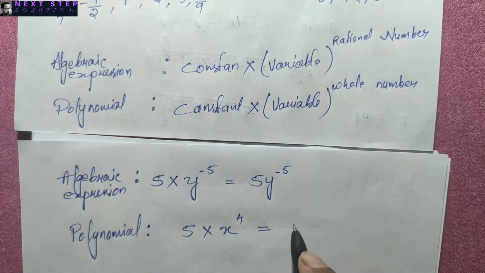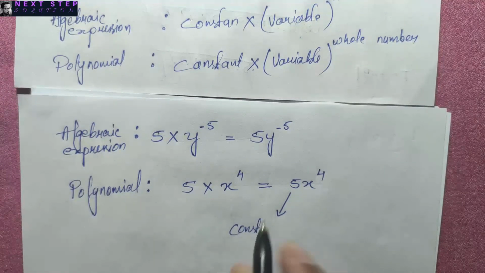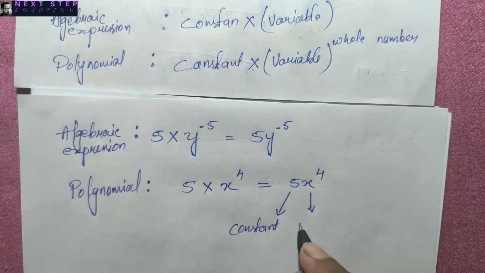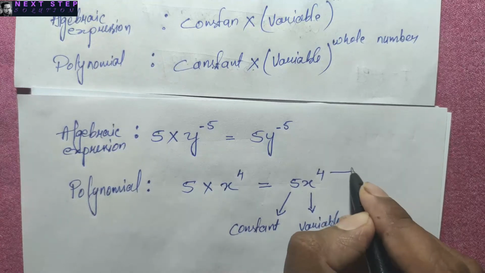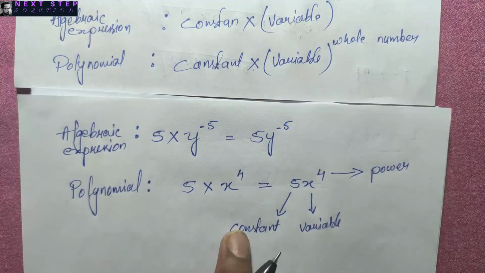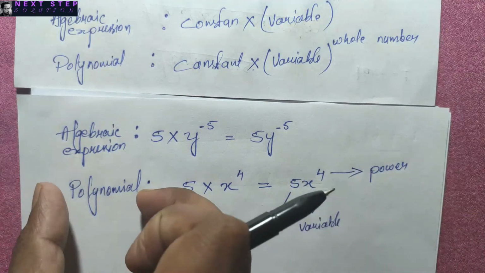Now, on simplifying, it can be written as 5x to the power 4. This thing is the constant. This is the variable, and this is the power. When we take them individually, we call it constant, we call it variable, and we call it power. But when the whole thing comes together, it becomes a polynomial.